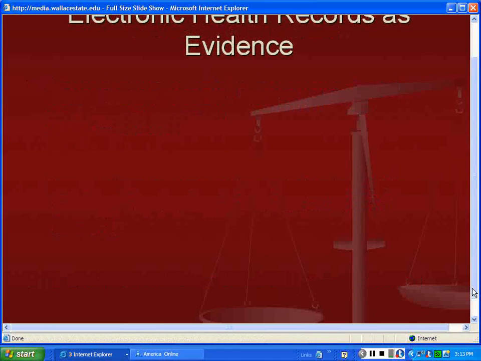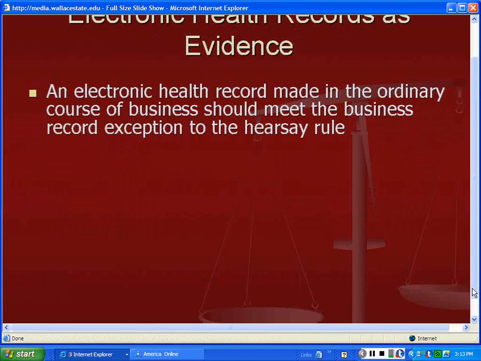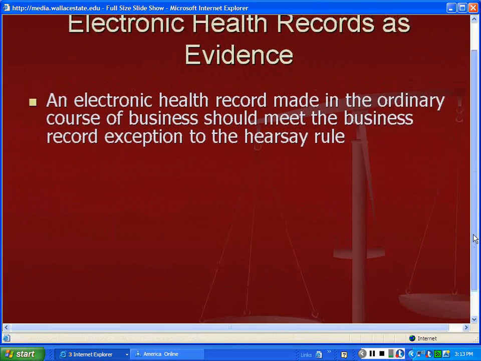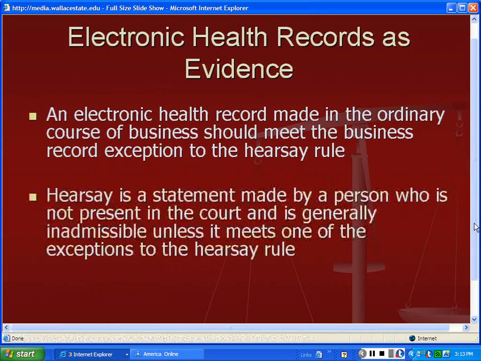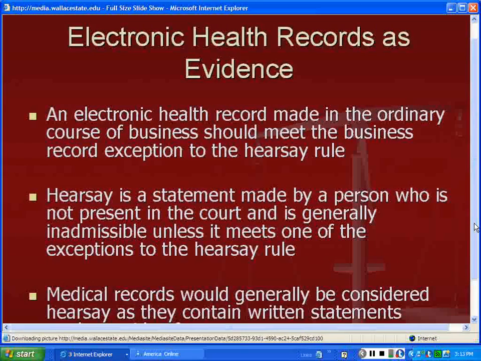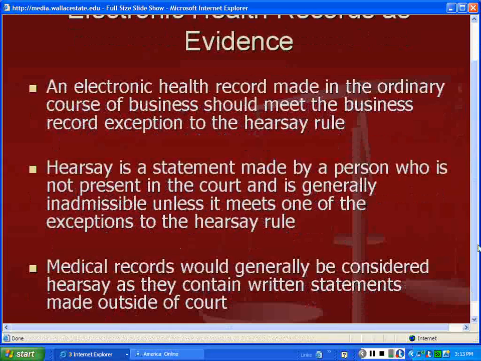Now, electronic records as evidence in court. An electronic health record is made in the ordinary or normal course of business, and it should meet the business record exception to the hearsay rule. Now, what's hearsay? Everybody's heard that term. Hearsay is a statement made by a person who is not present in the court and is generally inadmissible, or can't be used as evidence, unless it meets one of the exceptions to the hearsay rule. Now, medical records are hearsay in that they're made outside of court. They're statements written in a record made outside of court. So that would make them hearsay.